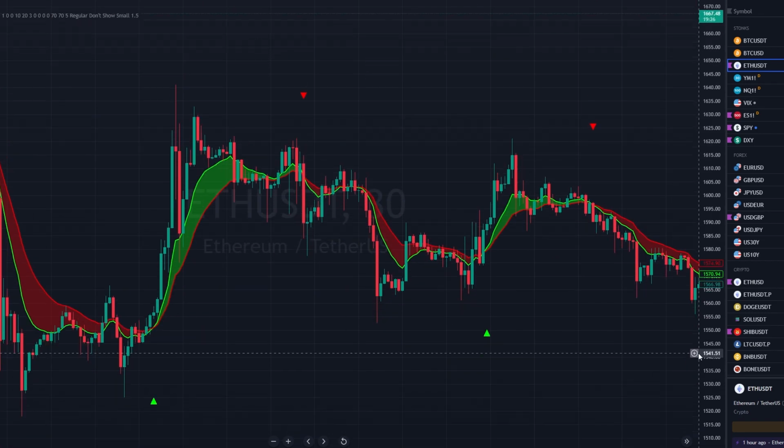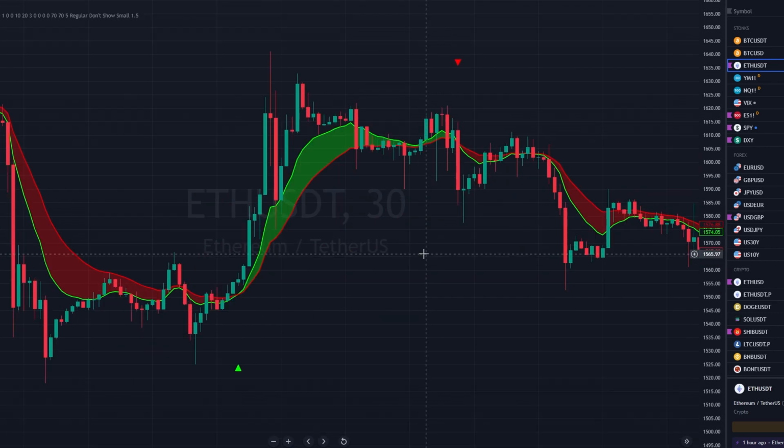You can use this on all time frames, any time frame that you want, but I personally recommend using the 30-minute time frame. The bands are composed of two moving averages and an area between the moving averages. The green band is going to be the fast moving average. The red band is the slow moving average.